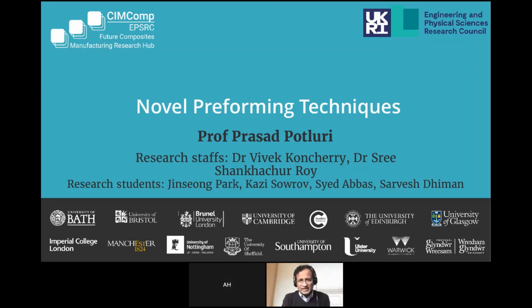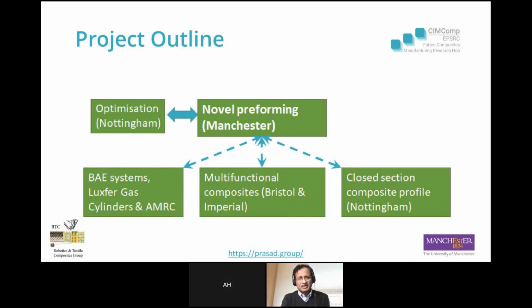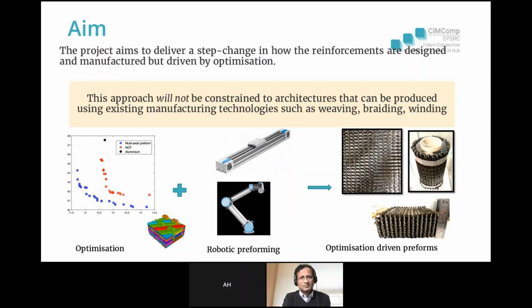So we decided at the very onset that we move away from conventional machines and actually do a bottoms-up approach. You have this architecture, and how do we deliver to manufacturing? So we use robotics and flexible automation to do that. We work with Nottingham and also with other partners in the hub and our industrial collaborators on various aspects of the project.